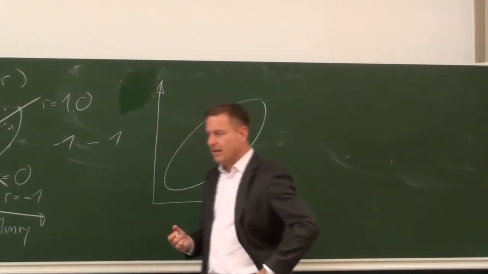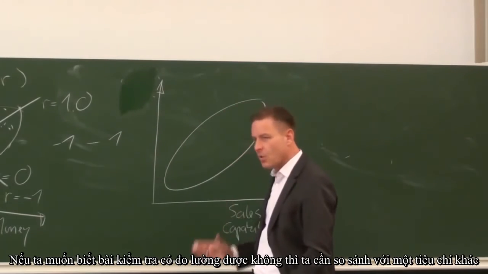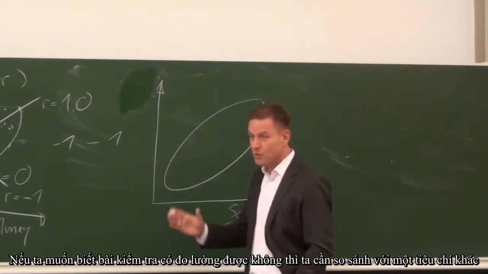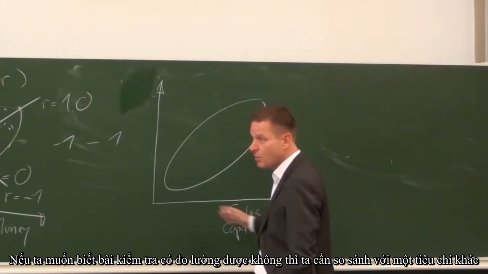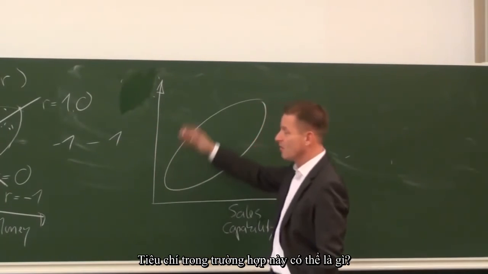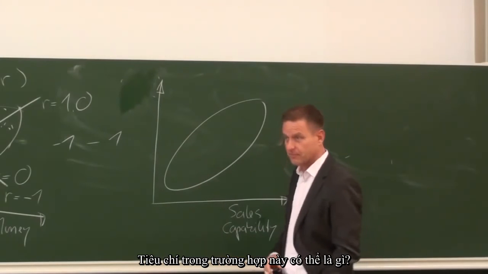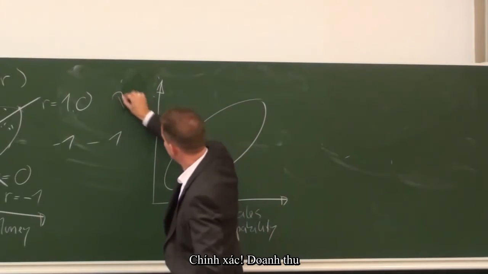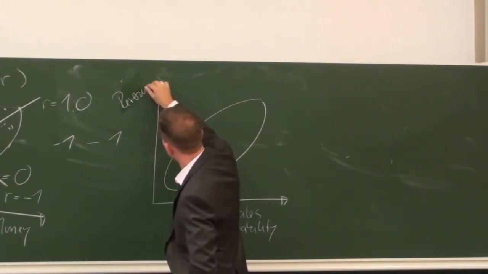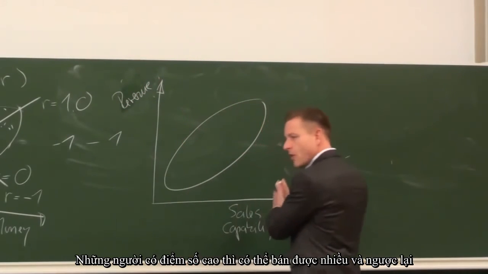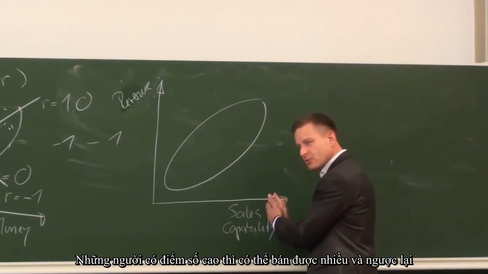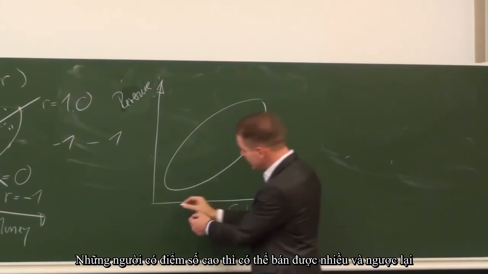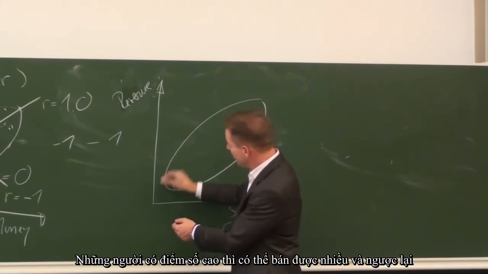Okay. Now, if you want to know whether this test really measures sales capability or something else, we must compare the test scores with the criterion. And what could the criterion be in this case? Yes, revenue. Those who score high on a sales capability test should sell more. And those who are weak on a sales capability test, well, they should sell less.